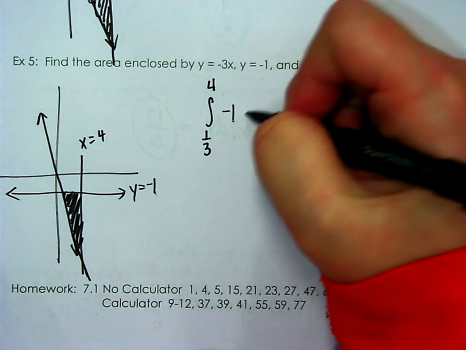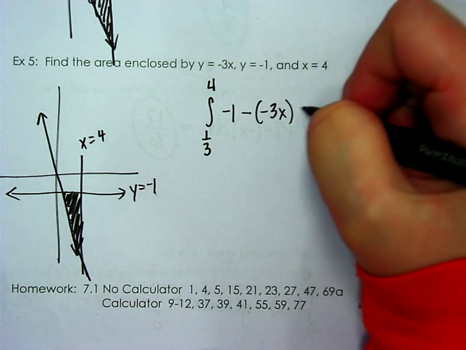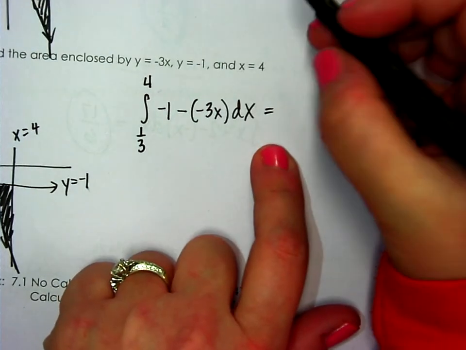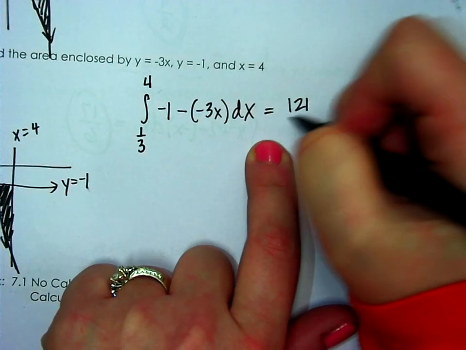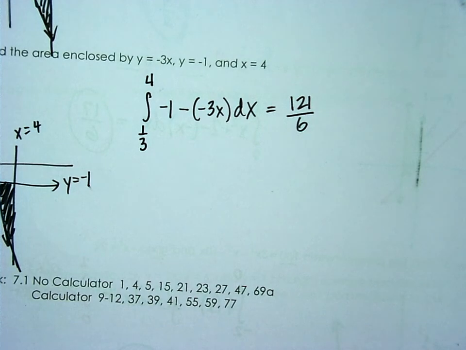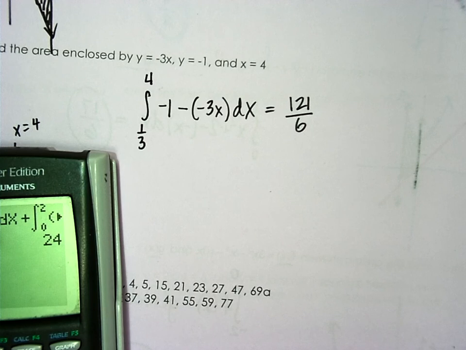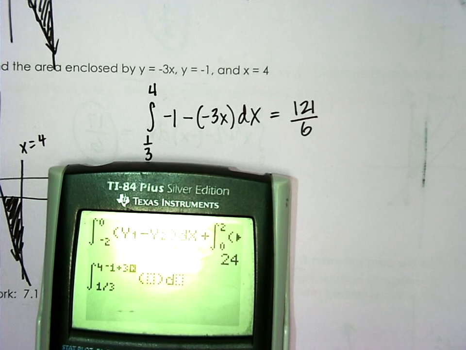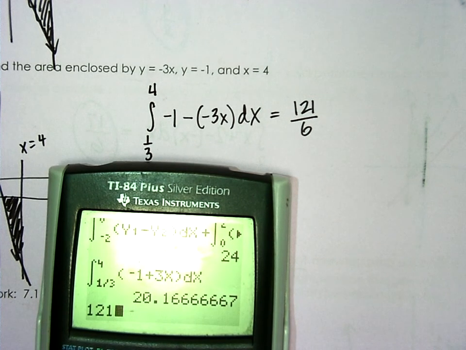Your ceiling, your floor. Okay, and then did you try to integrate it? Did you get the answer? You should have gotten, I do believe, 121/6. We can verify that maybe here. I'm now making sure that I told you right, so let's see. 1/3 to 4, -1 plus 3x. Oh, good job. Okay, turns out that is the same.